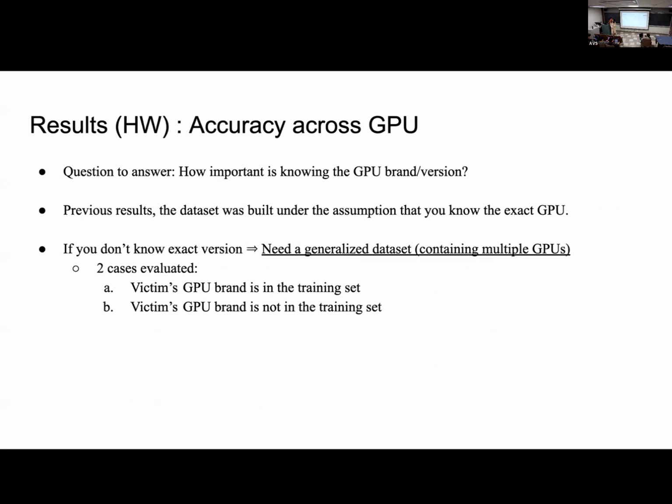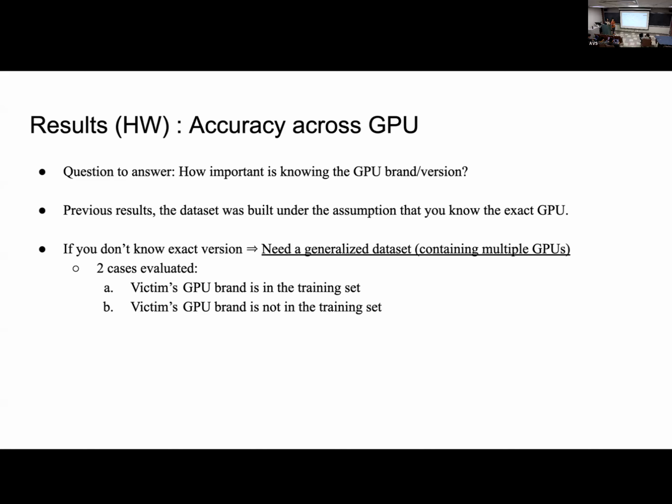Okay, so one of the interesting results with respect to hardware was testing the accuracy across different GPUs. So the question we want to ask is how important is knowing the specific GPU or brand that the victim is using. So for the previous results that you saw, most of those datasets were built under the assumption that you know the exact GPU, so you can construct your dataset based on that specific GPU. But if you don't know the exact version, you need a generalized dataset containing multiple GPUs, each with their own labels.